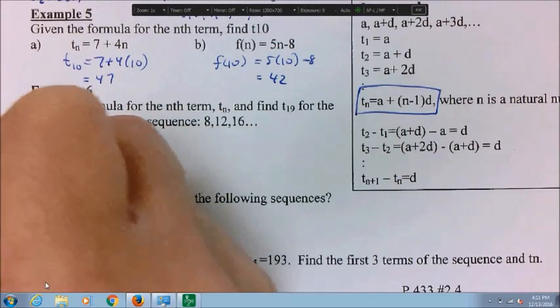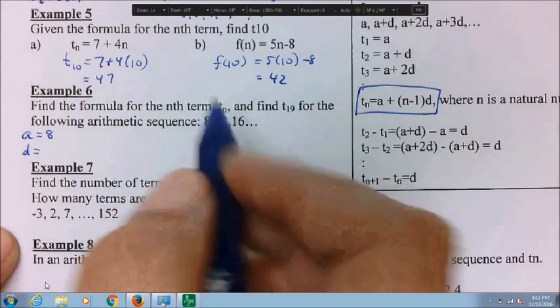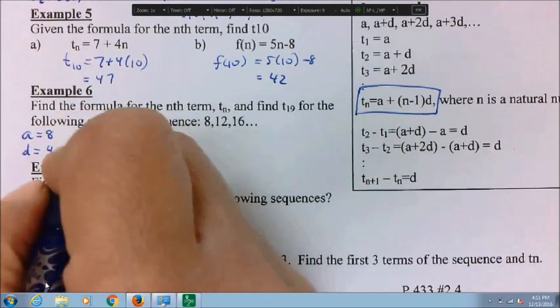Okay, so let's use this formula for over here. So in this sequence, you have a is equal to 8, and the d is what you get when you subtract 12 minus 8, and you get 4.